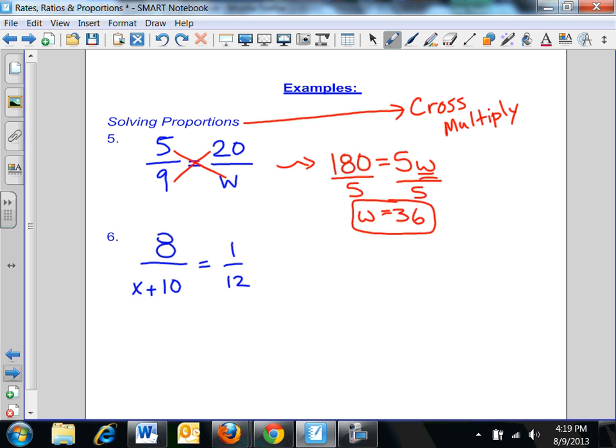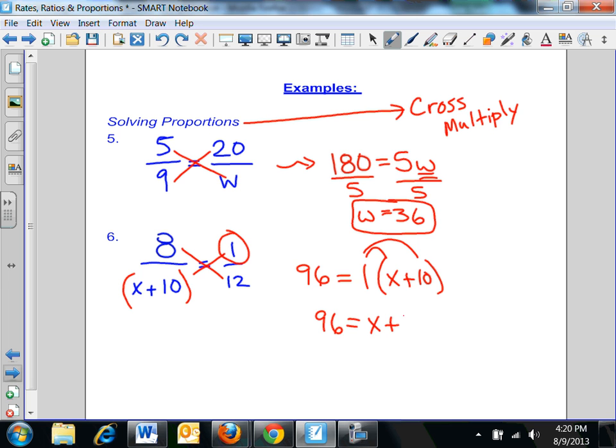Okay, example number 6, I'm going to cross multiply here as well. On this one, 8 times 12 is 96. And on the other side, I have the number 1 times the whole quantity x plus 10. So I would write that like this: 1 times x plus 10, and I'm going to distribute the 1. So I get 96 is equal to x plus 10.